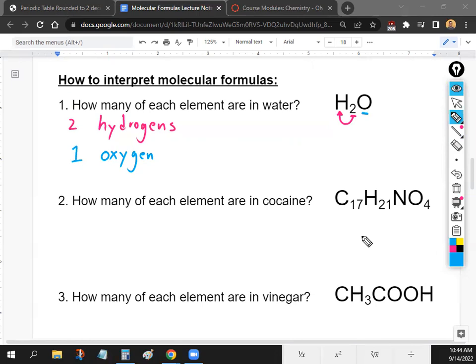And so on today's assignment, I'll be giving you a bunch of different molecule formulas. You just got to tell me how many of each you got. You guys think you could try some on your own? I'll give you 3 minutes to try number 2 and 3. I want you guys to tell me how many of each element are in cocaine. Cocaine's formula is right here. And vinegar. Vinegar's formula is right there.